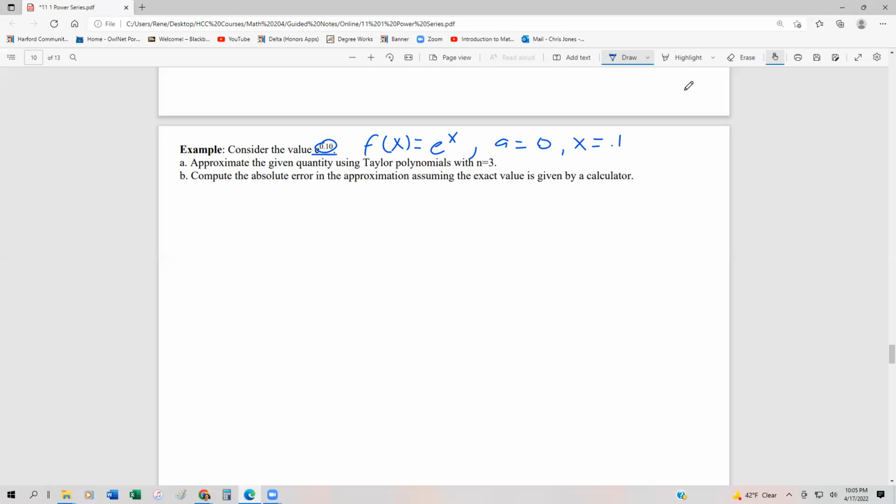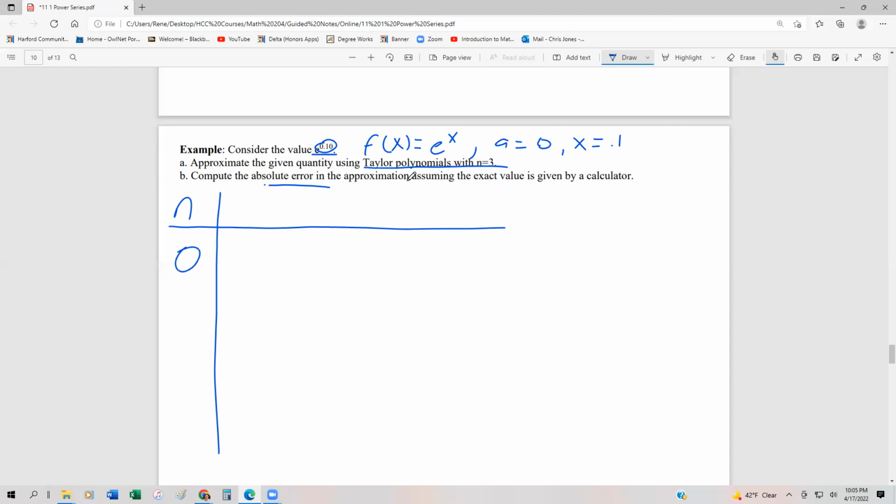Okay, so we have to figure out a Taylor polynomial with degree 3, and then we're going to figure out what the error is by approximating the exact value in a calculator. Okay, so let's get to it. Let's find a third degree Taylor polynomial. We're going to use the same method that we did just before.